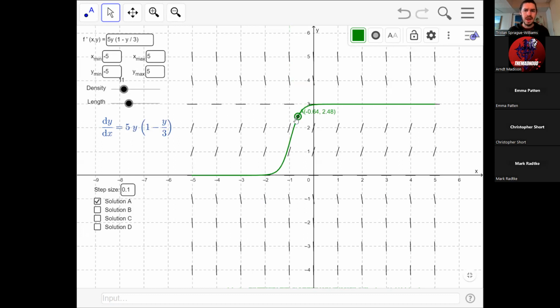So now, in order for us to figure out what is a formula for this S-shaped curve, we would like to know what that function is, right? So that we can do things with it. So let's get back over to our whiteboard and solve the differential equation. Okay.